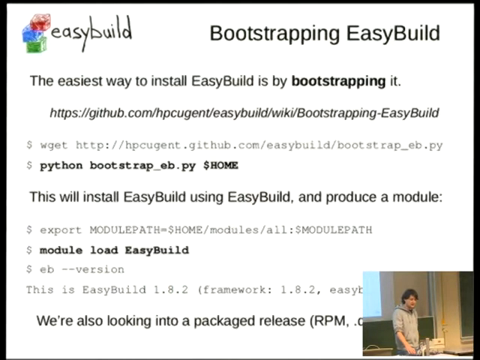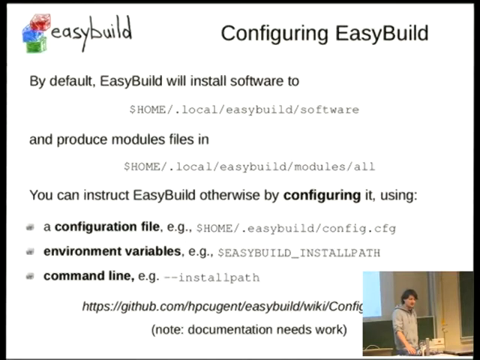Installing EasyBuild, well, there's a bootstrap script. We'll look into providing RPMs and deb files soon, because that's maybe the easiest way to actually get it installed. But you can install EasyBuild with EasyBuild. You can find all of this on our wiki. Configure it as much as you like. We try to make it very easy to make your changes.